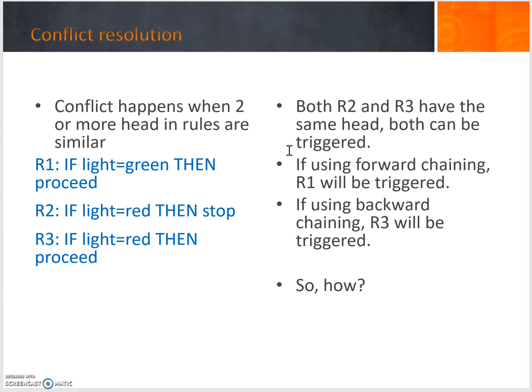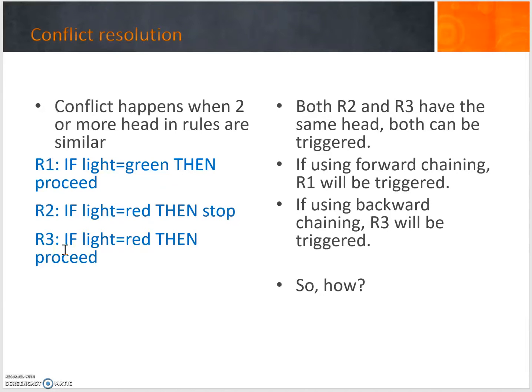Alright, let's look at conflict resolution. Conflict happens when 2 or more heads in rules are similar. When I say head, that is the if part. So the if part clashes with other rules. For example, rule 1: if light is green, then proceed. Rule 2: if light is red, then stop. This is about traffic lights. The third rule is: if light is red, then proceed. So this is conflicting with rule number 1, if light green then proceed, and if light is red then proceed as well. It is also conflicting with number 2, where the head, light is red, is the same but the action is different. This one is stop, and the third one is to proceed.